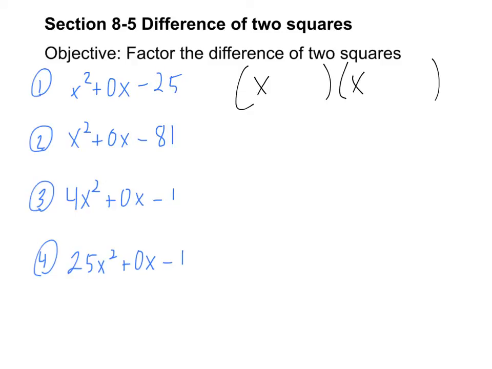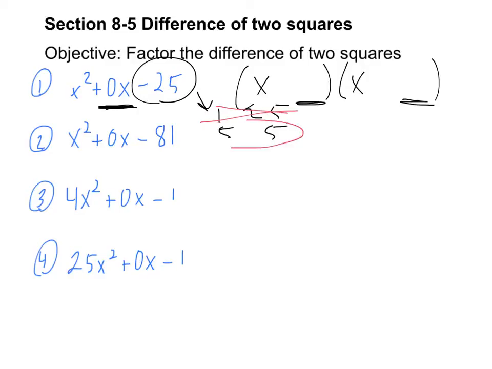And you're trying to figure out, hey, what goes here and here? Well, that product should be negative 25. Let's list out the options for 25. I know that 1 and 25 multiply, and I know that 5 and 5 multiply to 25. But our goal ultimately is to get a 0 in the middle. Can I get 0 from 1 and 25? Nope. But wait a minute, I can get 0 from 5 and 5, can't I?